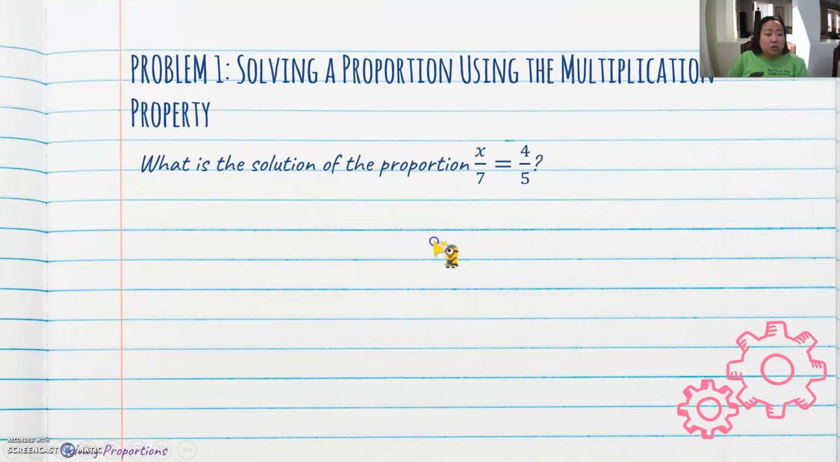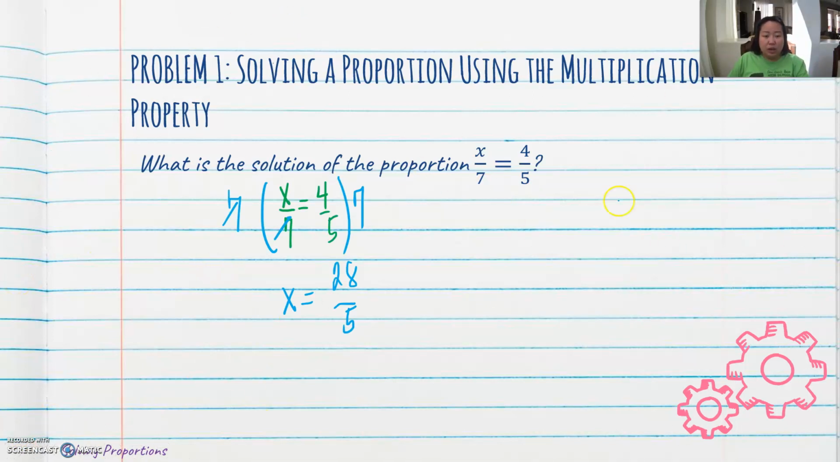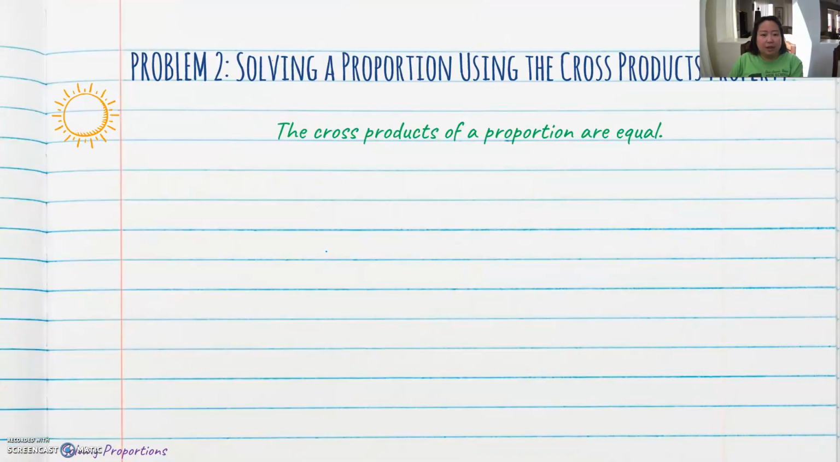Same thing. Find the value of x when you have the proportion x over 7 is equal to 4 over 5. Go ahead, do this one now. For this proportion, you will get the value of x as 28 over 5. All right, let's have the next example.